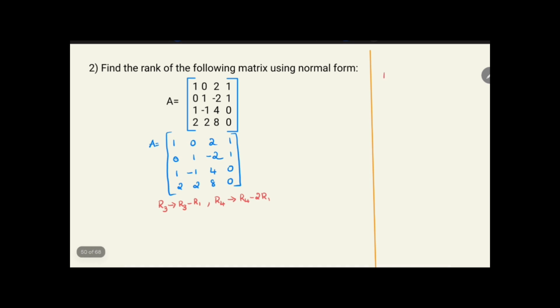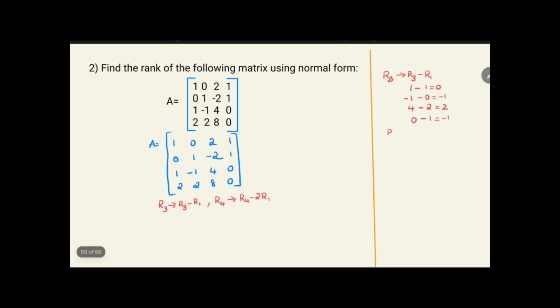Here R3 implies R3 minus R1. What is the first element of R3? It is 1 minus first element of R1, which is 1. It is 0. Now what is the second element of R3? It is minus 1 minus 0, which is nothing but minus 1. Next, third element of R3 is 4 minus 2. It is nothing but 2. Next, what is the fourth element of R3? It is 0, and fourth element of R1 is 1. So 0 minus 1, it is nothing but minus 1.